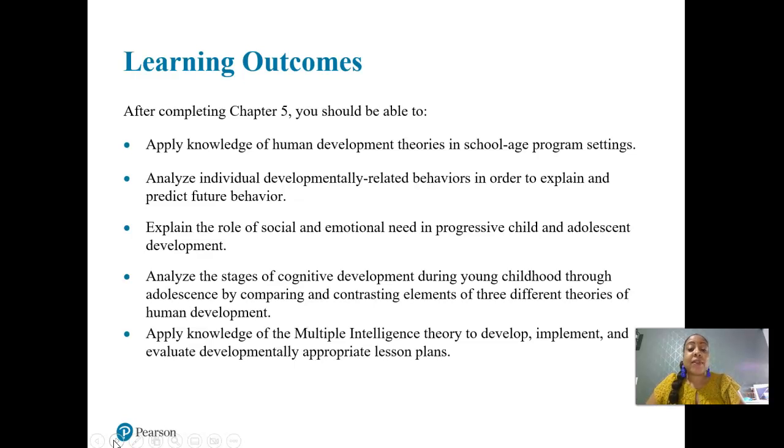After completing Chapter 5, you should be able to apply knowledge of human development theories in school-age program settings, analyze individual developmentally related behaviors in order to explain and predict future behavior, explain the role of social and emotional need in progressive child and adolescent development, analyze the stages of cognitive development during young childhood through adolescence by comparing and contrasting elements of 3 different theories of human development, and apply knowledge of multiple intelligence theory to develop, implement, and evaluate developmentally appropriate lesson plans.